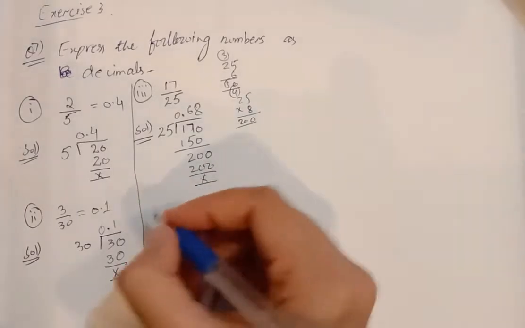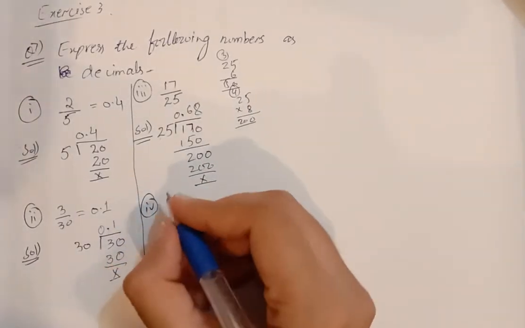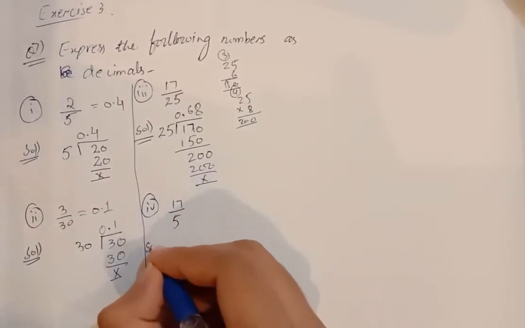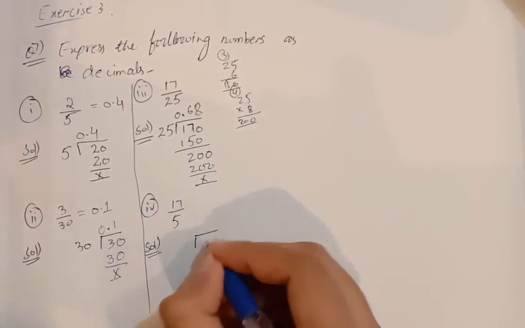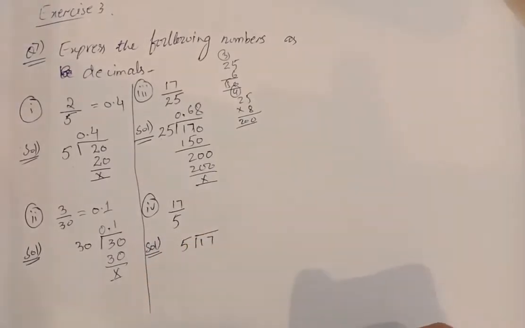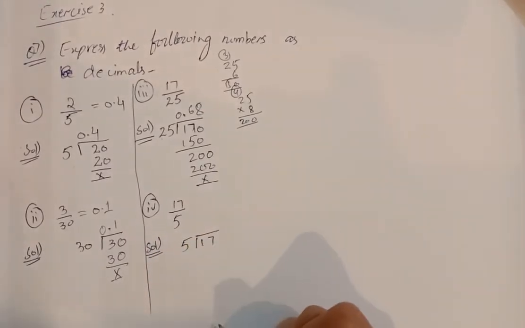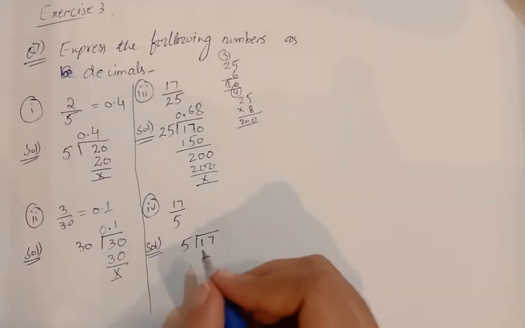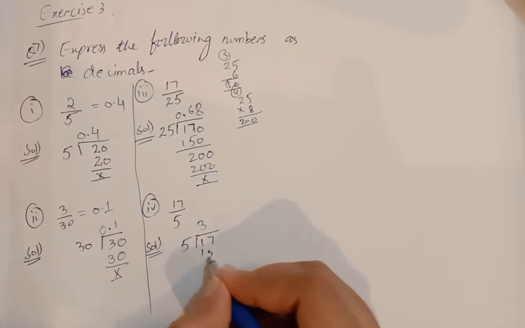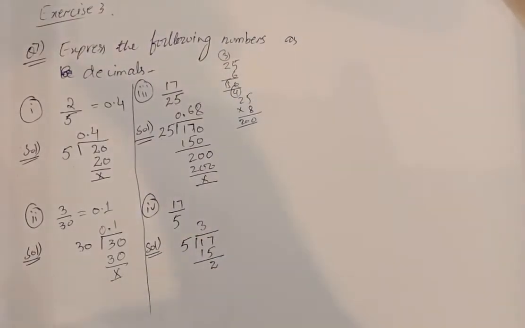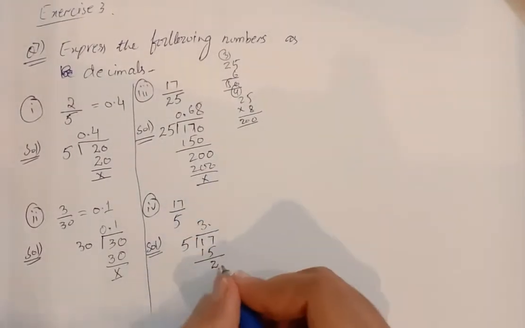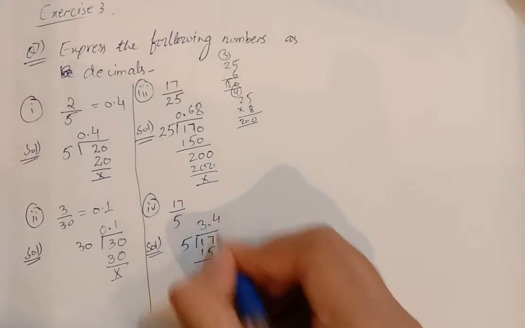Okay, the next part is part number 4, which is 17 by 5. Now we have to divide it. 17 comes in the bracket and 5 outside the bracket. 17 doesn't come in the table of 5, but the number smaller than 17 which comes in the table of 5 is 15. 5 3s are 15. If we subtract 15 from 17, the answer is 2. Now we place a point here and a 0. 5 4s are 20.